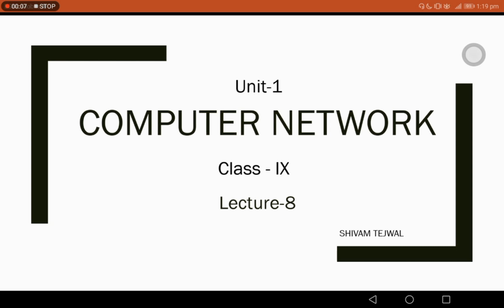So as you know, we are discussing computer networks. In the previous video we discussed that the internet is the biggest example of a network. The internet is known as the biggest computer network in the world. So today we will learn about the internet and all the devices which help us to create a network. So without wasting any time, let's start.